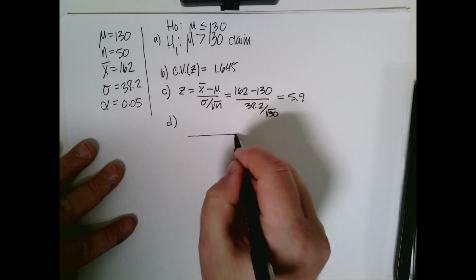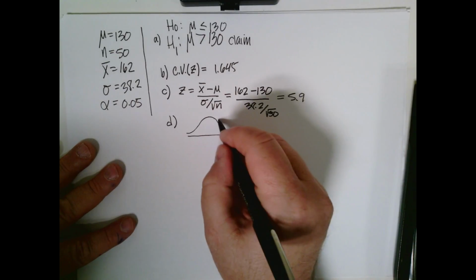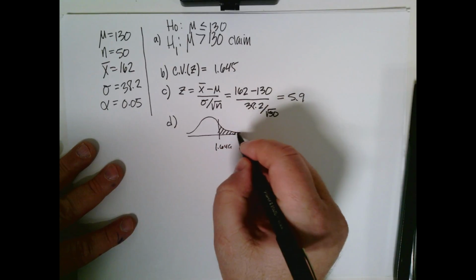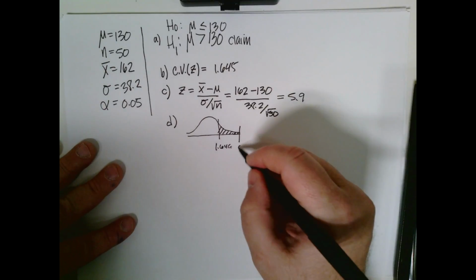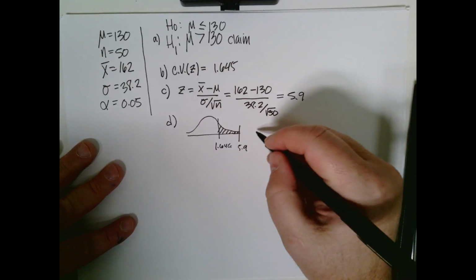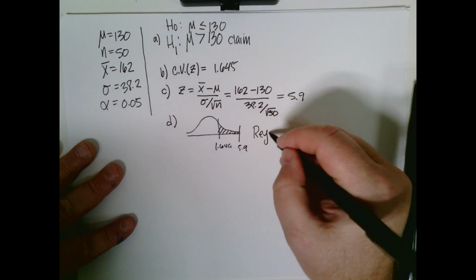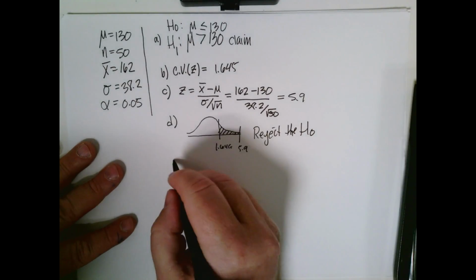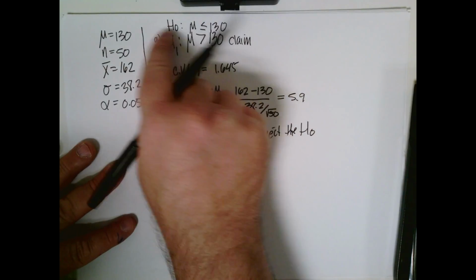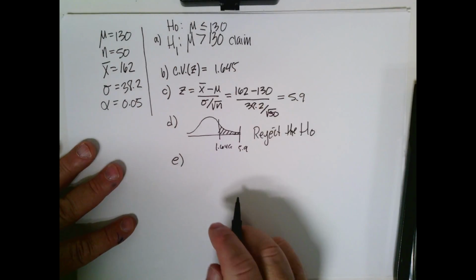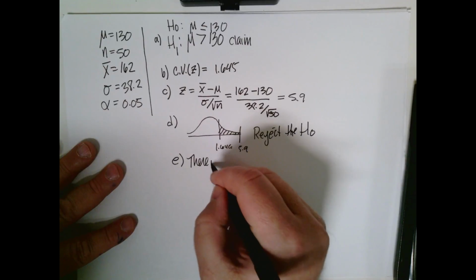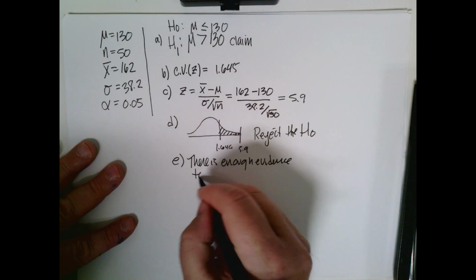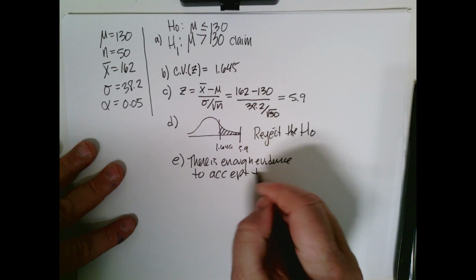Alright, so now we have our cutoff here at 1.645. Our critical region is the right tail. We have 5.9 over here. It falls into the critical region, so we can say that we reject the null. And since we're rejecting the null, we don't have to worry about that one, and the claim is the alternate. We'll say there is enough evidence to accept the claim.